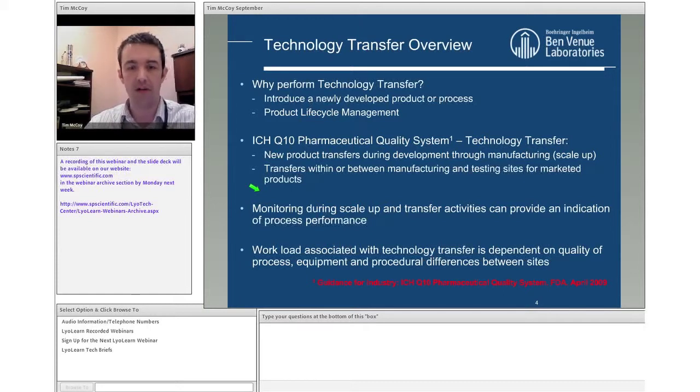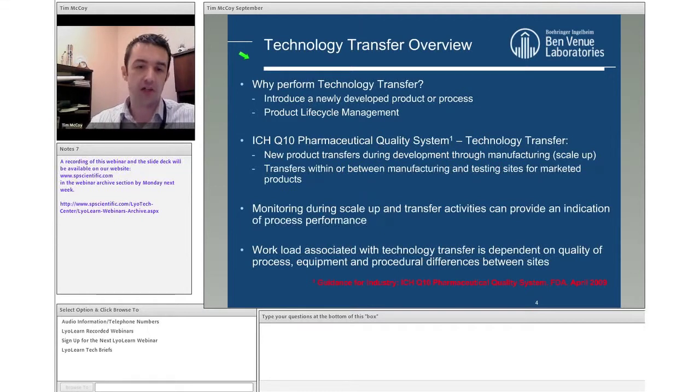slide, a technical slide, I suppose, is to talk about technology transfer and give a bit of an overview and as to why we perform technology transfer in the first place. Well, there's two reasons. One is obviously life cycle management. You move products from one site to another or within sites, and obviously the product needs to be manufactured and there's a demand for it. And the second reason is if it's a newly developed product or process where you need to scale up.